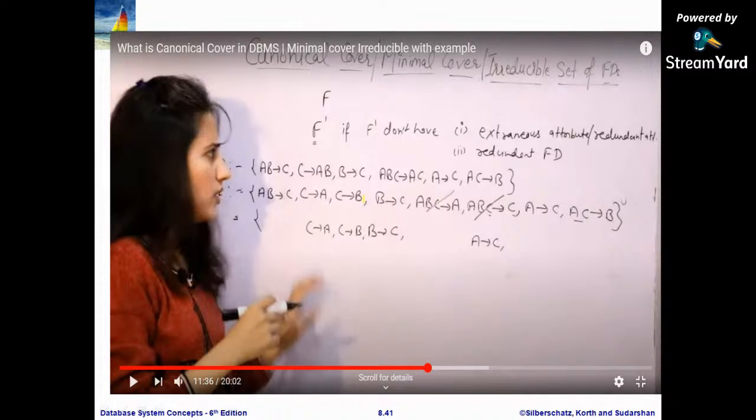After this step, you have to see the trivial functional dependencies. A trivial functional dependency is one whose right hand side is also present in the left hand side. So A is present, it is a trivial functional dependency. C is present, it is a trivial functional dependency. Remove them, like A tends to A, B tends to B. There is no sense in keeping them. So these two functional dependencies will be removed. Now you are left with these: AB tends to C, C tends to A, C tends to B, B tends to C, A tends to C, and AC tends to B.